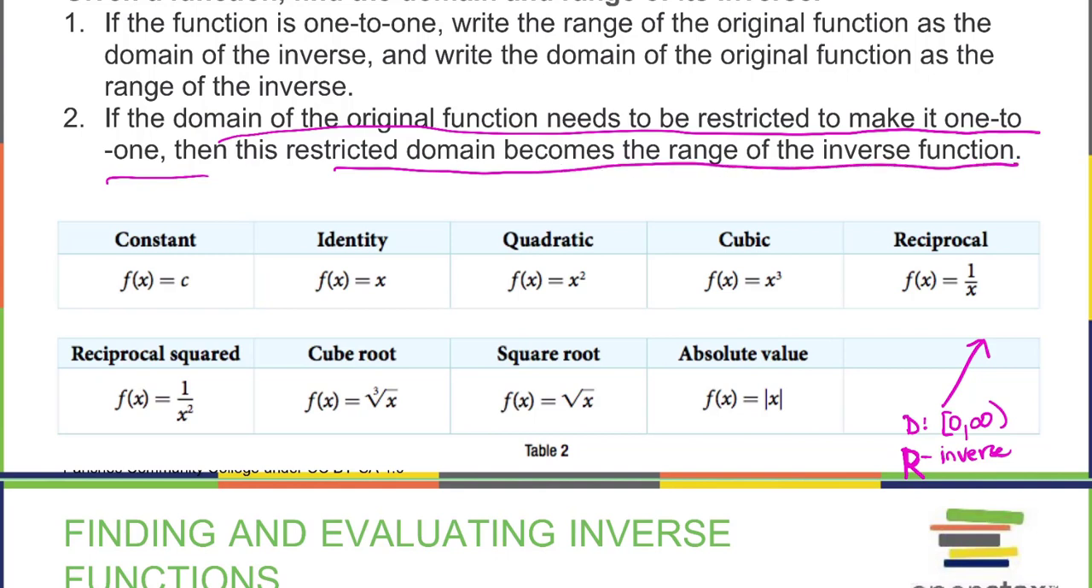So if we have to restrict something like absolute value in order to make it 1-to-1, then that will become the range of the inverse function.